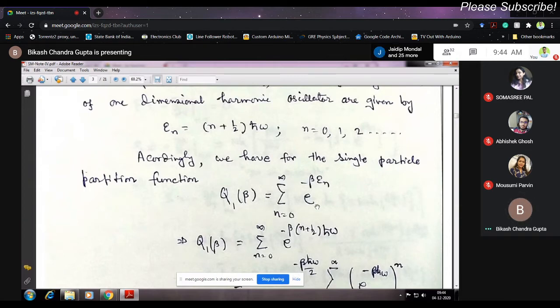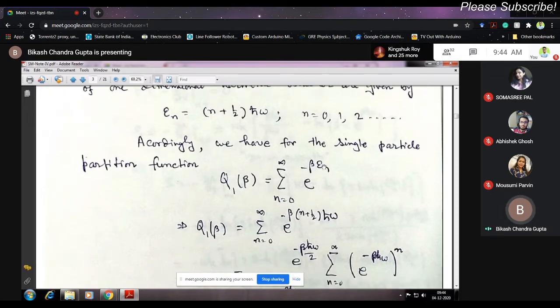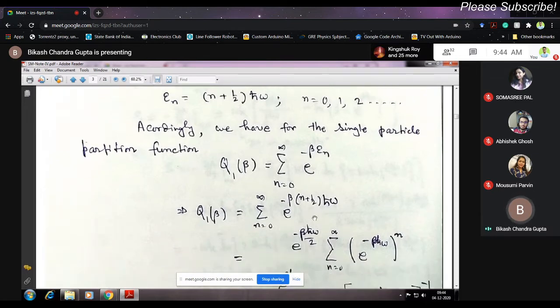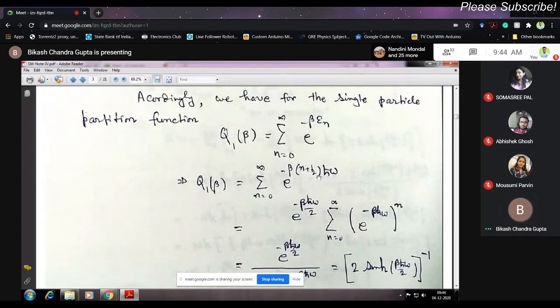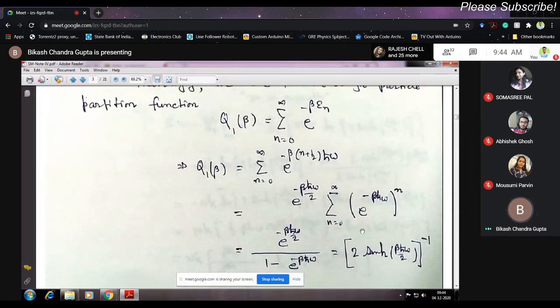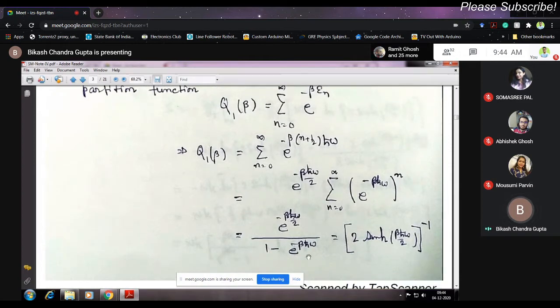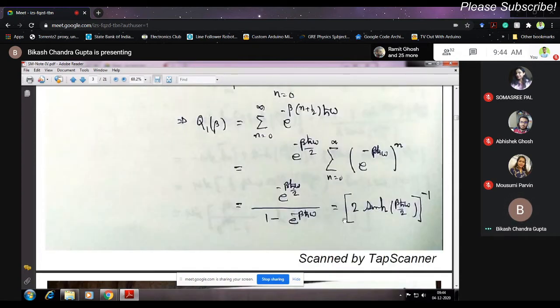Okay, and En is this, so you put this here and sum over n equals 0 to infinity, because n can be anywhere between 0 and infinity. You take out whatever is constant, e to the power minus beta h cut omega by 2, and you are left with a series in x to the power n, which is 1 by 1 minus x type. Therefore it turns out to be 1 by twice sinh of beta h cut omega by 2. So this is the single particle partition function.